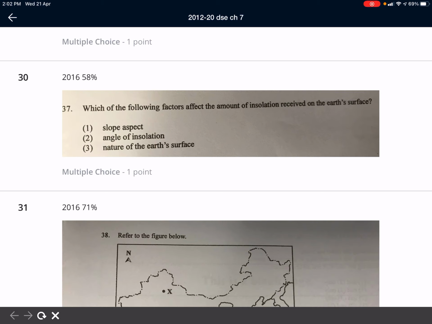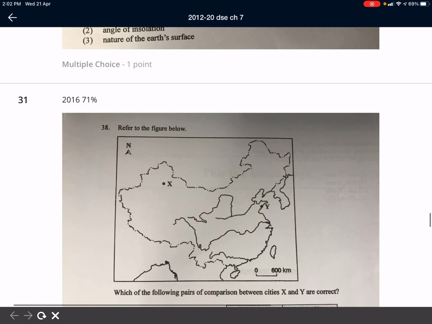Number 2, angle of insolation. Angle of insolation definitely affects the amount of insolation. Okay, nature of Earth's surface also, because the reflection rate will affect the insolation being absorbed. If there's ice, most of the light will be reflected and the amount of insolation received on the Earth's surface will be reduced.